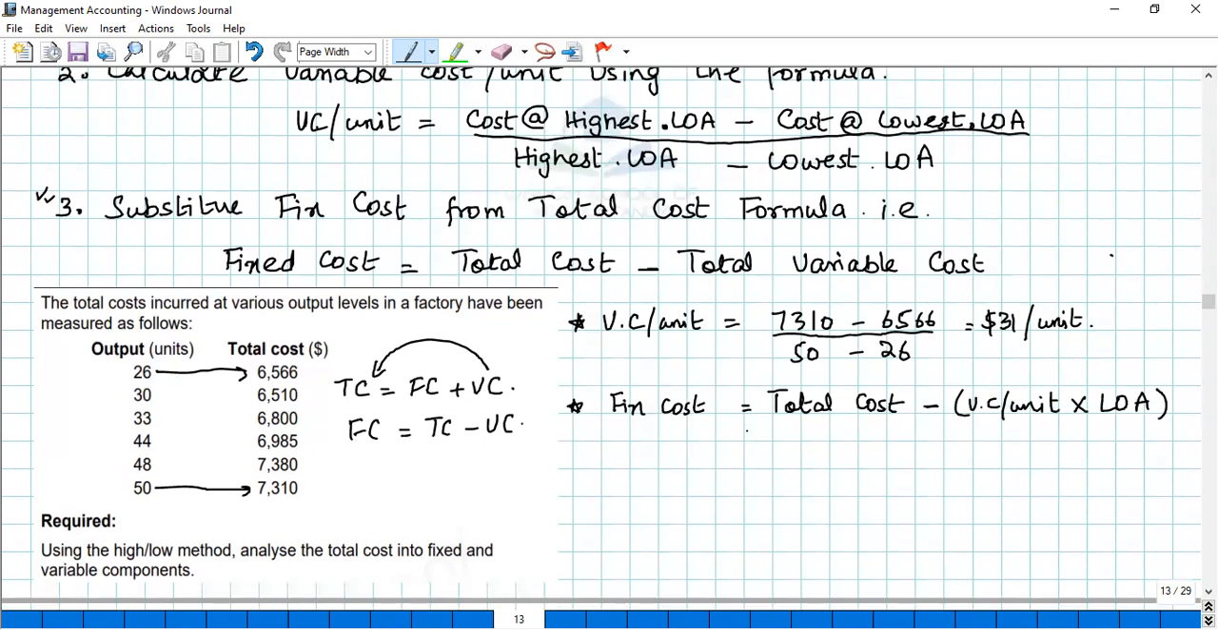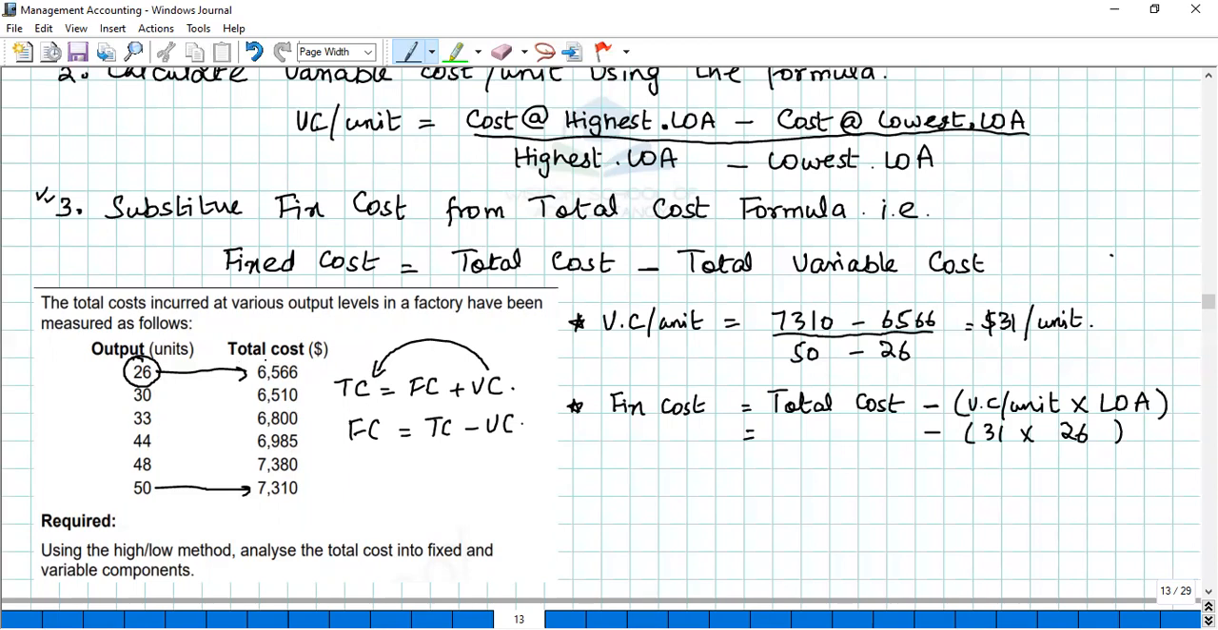Now I know that the variable cost per unit is 31. I just calculated it. But the problem is, what is the level of activity that I should take and what is the total cost that I should take? Because I need total cost and level of activity to get the answer for fixed cost. Now it's very simple. If you are taking the lowest activity level inside the bracket, let's say I will take 26 here, then the total cost should be at the lowest activity level.